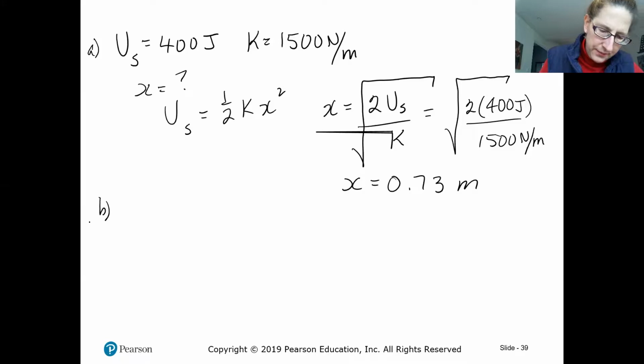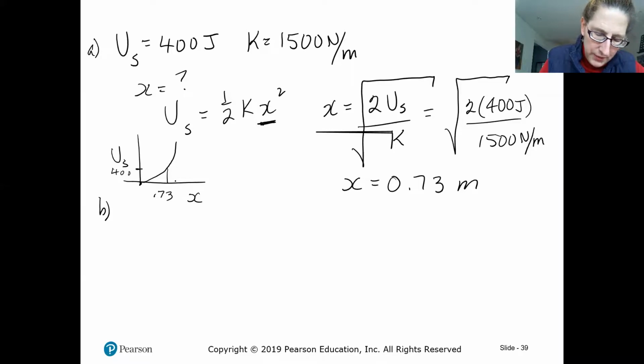Now part B was, how much further do you have to stretch it to store another 400 joules of energy? Now, the answer is not twice 0.73. This is a non-linear function. The fact that this x is squared means that the relationship between this energy and x, if you did a little graph, is a parabola. So if going from 0 to 0.73 stored 400, we don't have to go twice that to go way up here to 800. So the answer is not twice 0.73.